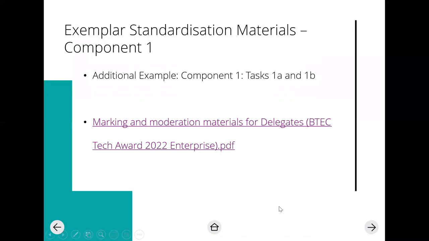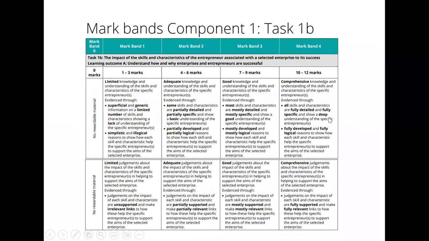If you look at the mark bands, it is comprehensive. They have shown a comprehensive understanding of the skills and characteristics. They have detailed them. They are specific. There is a deep understanding of the entrepreneur. They're developed. They're logical. They have made comprehensive judgments about the impact of the skills and characteristics in helping support the aims of this enterprise. So in terms of this, it falls into Markband 4.